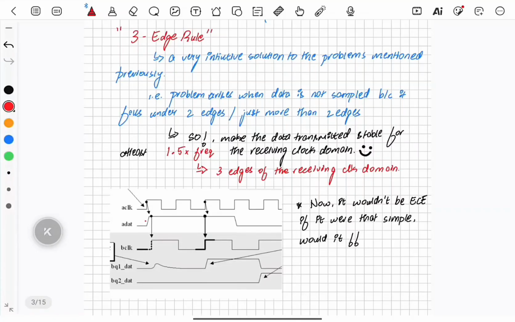So because it is stable for three clock edges, see here, let's say it goes metastable. It is a possibility. It is going metastable. But because it is stable at the second edge also, it will get sampled out here. And the BQ1 data will be received and then it will be synchronized. This is a two deep synchronizer, so it will get synchronized and data loss is handled, right? So yeah, moving on.